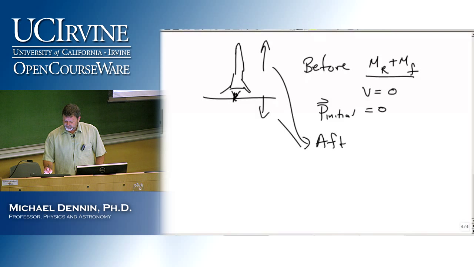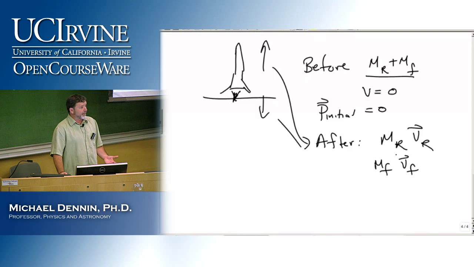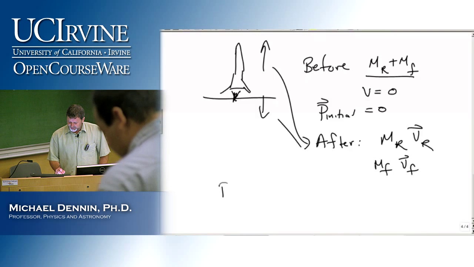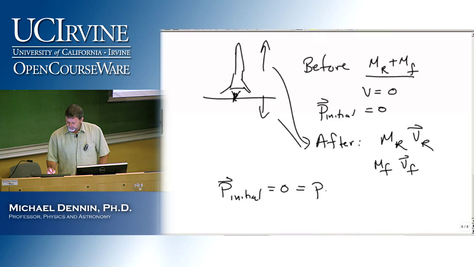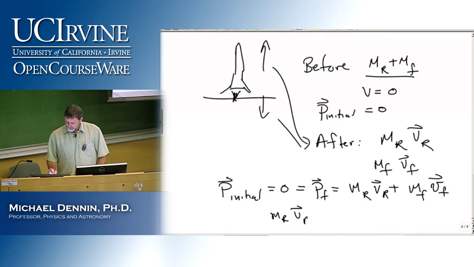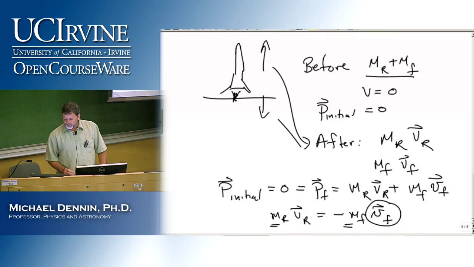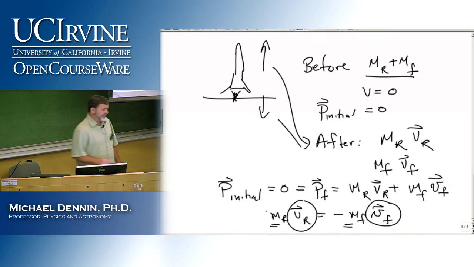After, you have the mass of the rocket times its velocity and the mass of the fuel times its velocity, because they're separate. And so we can say P initial equals 0 equals P final, which is the mass of the rocket times the velocity of the rocket plus the mass of the fuel times the velocity of the fuel. So we get the fact that they must move in opposite directions, and depending on the mass of the fuel relative to the rocket and the speed of the fuel, that gives me the speed of the rocket.